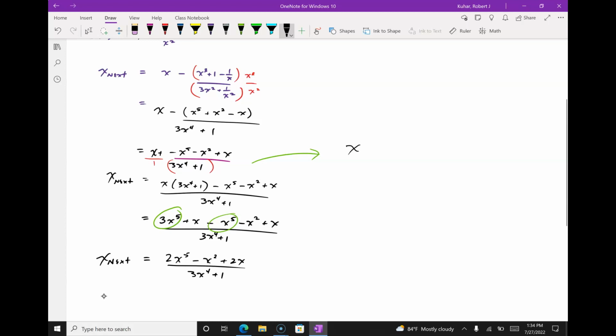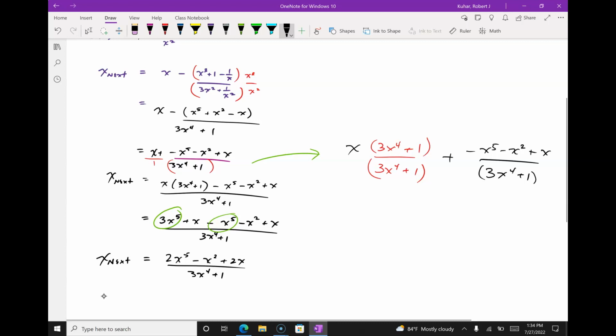I had x times 3x to the 4th plus 1 over itself, right? And then over here I have minus x to the 5th minus x squared plus x, all over 3x to the 4th plus 1. So no, they can't cancel. You're getting an LCD. You can only cancel from factors, right? Right.